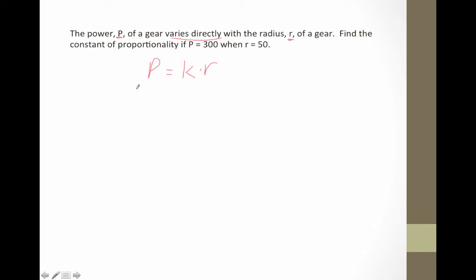So P equals 300 when R equals 50. So just plugging those in. And then again, we've multiplied by 50. Again, we want to unmultiply by 50 or divide. So K equals 6. And that's the whole question. What is the constant? It is 6.